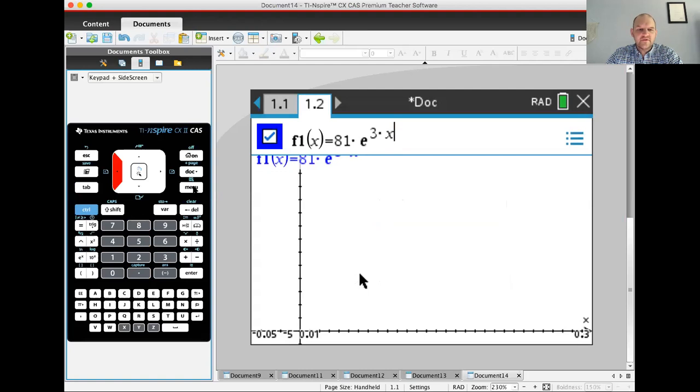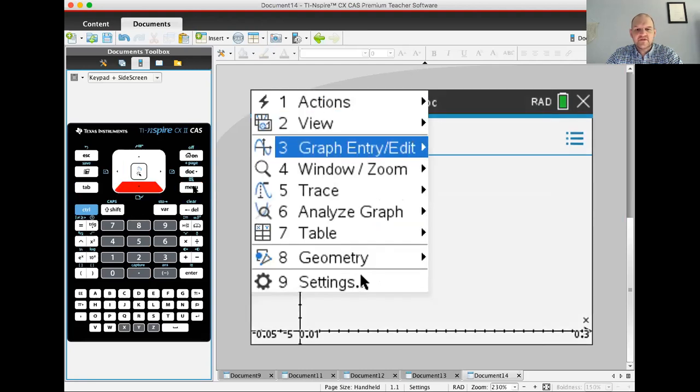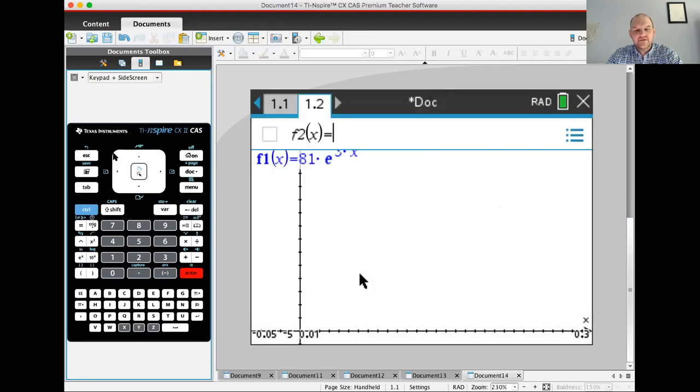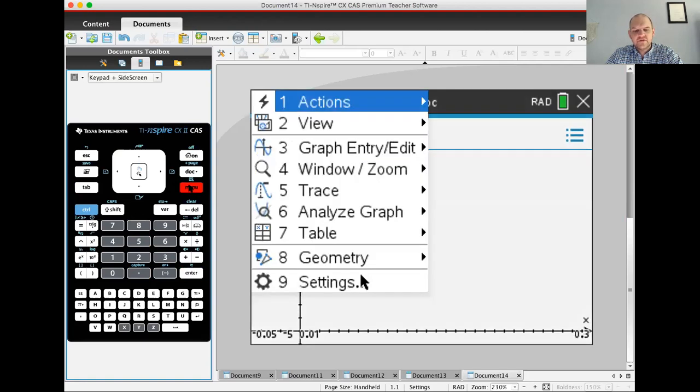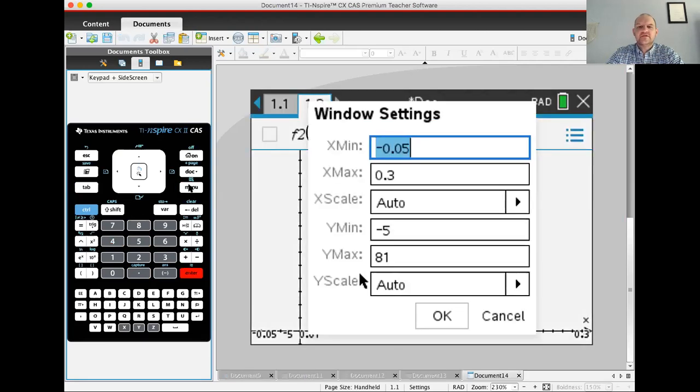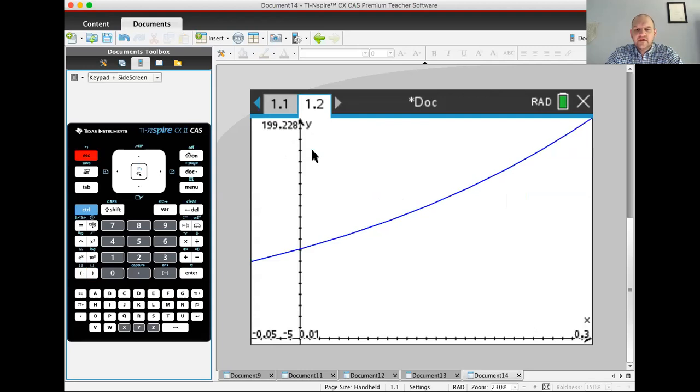So here's a little thing you can do. So I'm going to do this. That was not what I wanted to do. I'm going to change the window, menu 4, enter. I'm going to make the maximum just be f1 of 0.3. And the calculator is going to do the work and just do it for you. So there you go. All right.